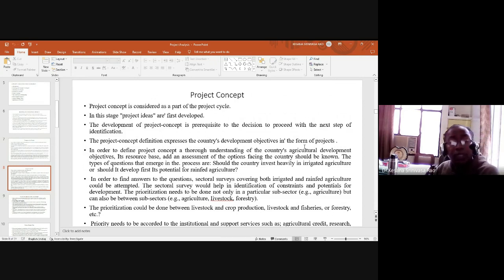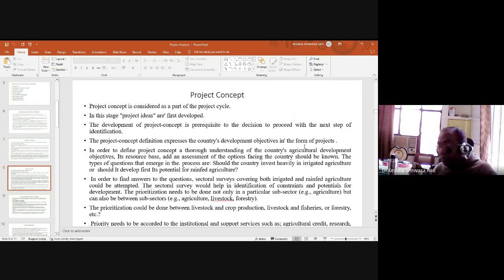In order to find answers to the questions, sectoral surveys covering both irrigated and rain-fed agriculture could be attempted. A sector survey would help in identification of constraints and potentials for development. The prioritization needs to be done not only in a particular subsector, for example agriculture, but also between subsectors: agriculture, livestock, and forestry. These are the things you have to think about. The prioritization could be done between livestock and crop production, livestock and fisheries, forestry, etc.